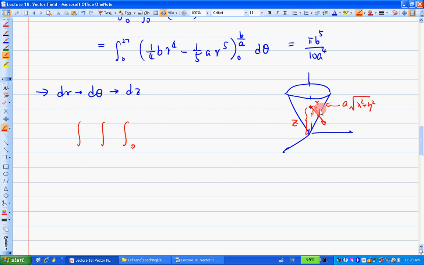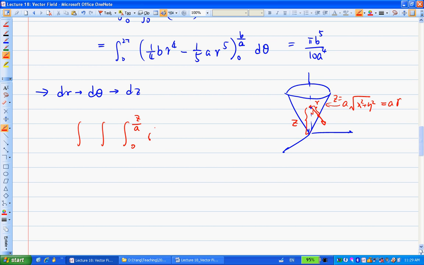Z over A. See, the second point is where? It's on the surface here. So basically, this surface in cylindrical coordinates is Z equals AR. And the Z is at here, so the R is actually Z over A. So this is surface Z, Z equal to this. So the R max is Z over A.